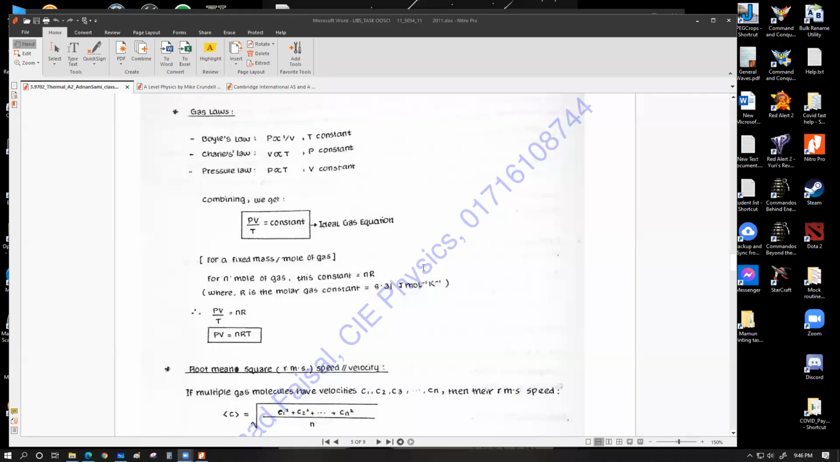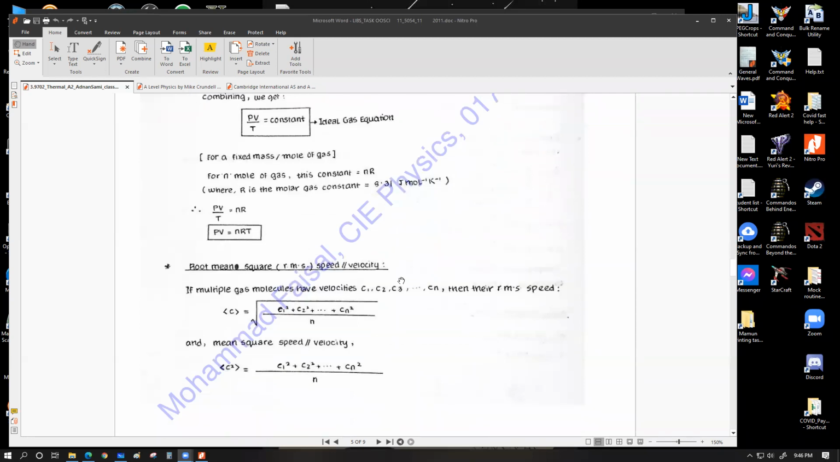Continue the class. Root mean square velocity or speed. What do you mean by that? Why do we need this in the first place? Have a look over here. If multiple gas molecules have velocities C1, C2, C3, Cn at any instant of time.